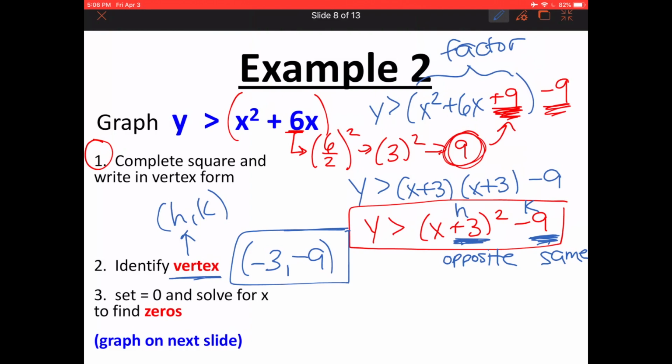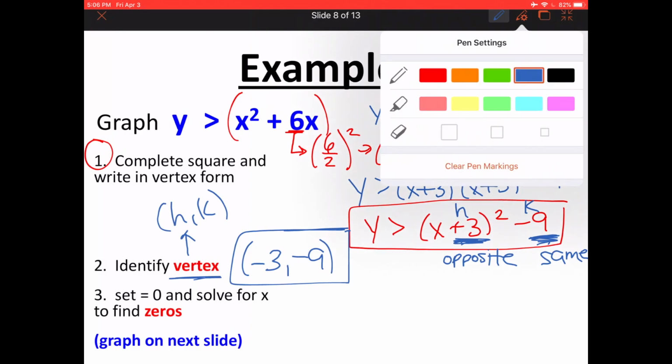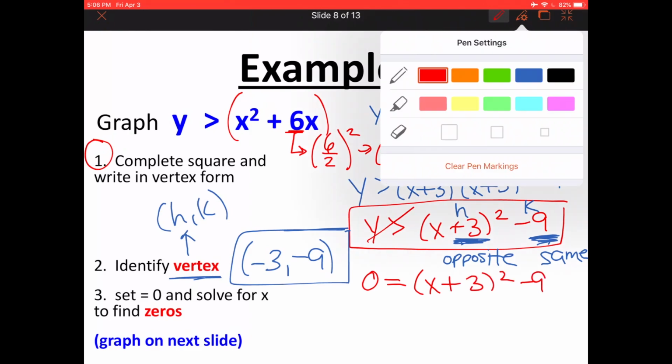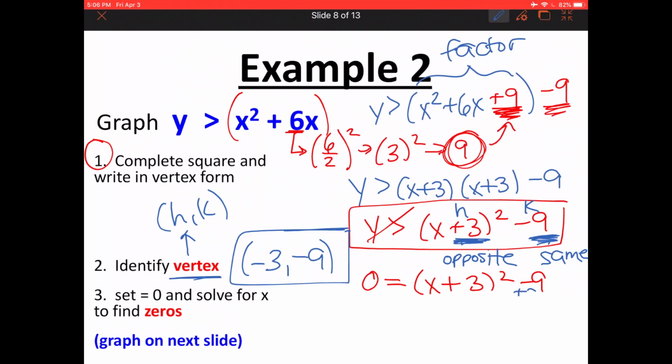Now, to find the zeros, I'm going to set the equation equal to 0. So instead of y is greater than, I'm going to put 0 equals x plus 3 squared minus 9. My first step is to add 9 to both sides. So I end up with 9 equals x plus 3 squared.